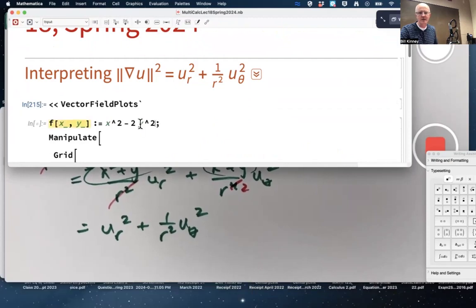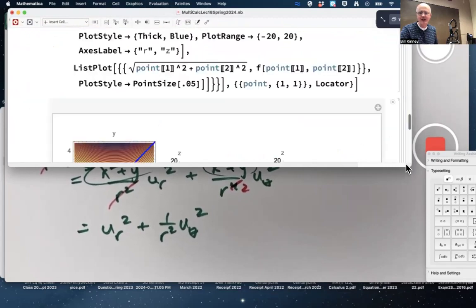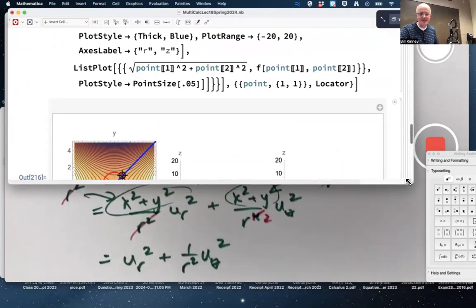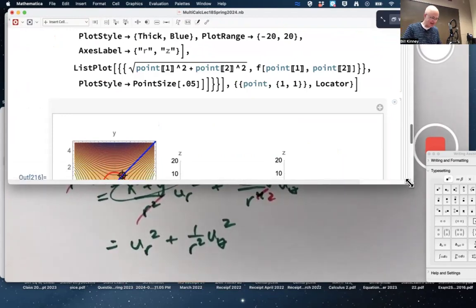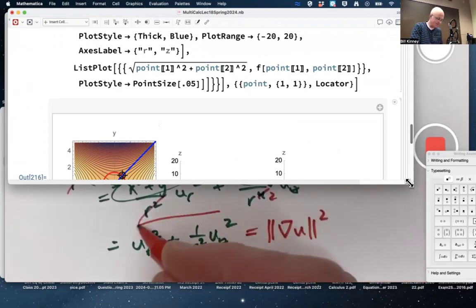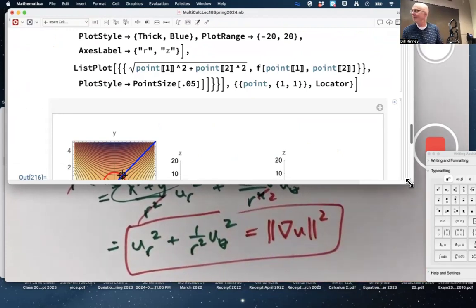I'm doing it for a particular function here, x squared minus 2y squared. I'm trying to understand intuitively the meaning of this. What did this represent again? It represented the squared magnitude of the gradient vector. That's what it represents. Take its square root to find the magnitude of the gradient vector itself.